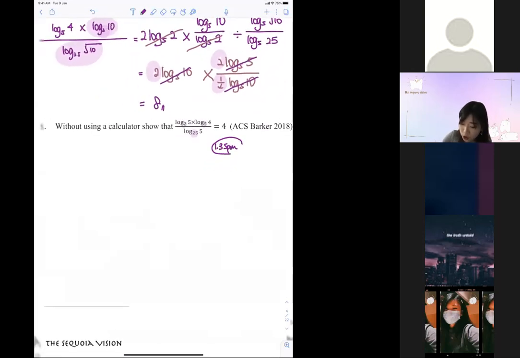Okay. This question 5 asks you to show. So when you show, right, you must start from one side. You only copy the left side or the right side. Obviously, you copy the left side, correct? You copy the left side, slowly show that it's equals to 4.